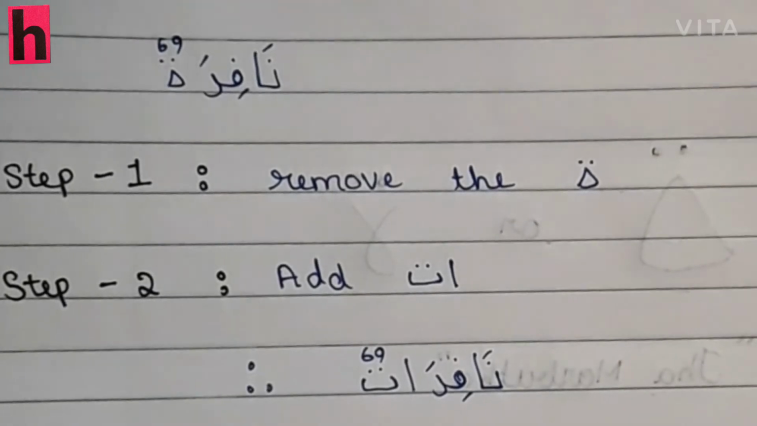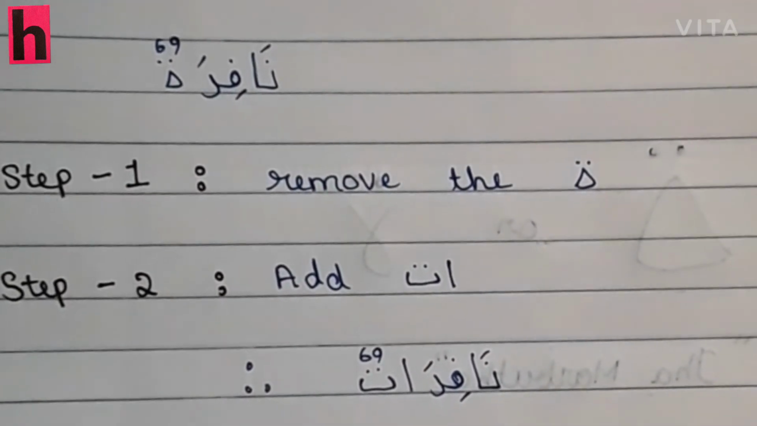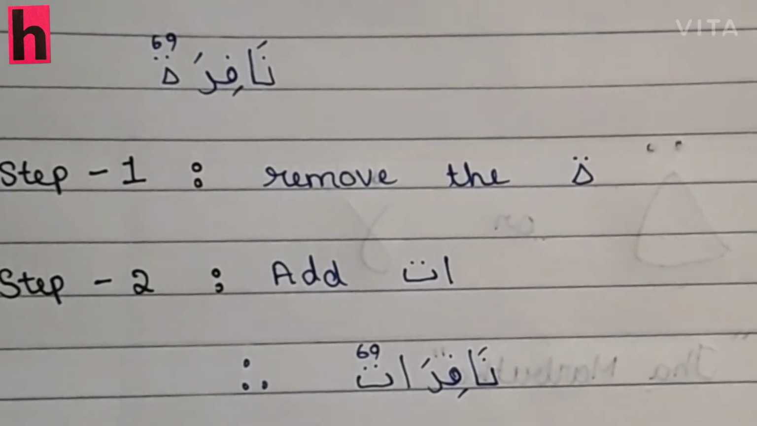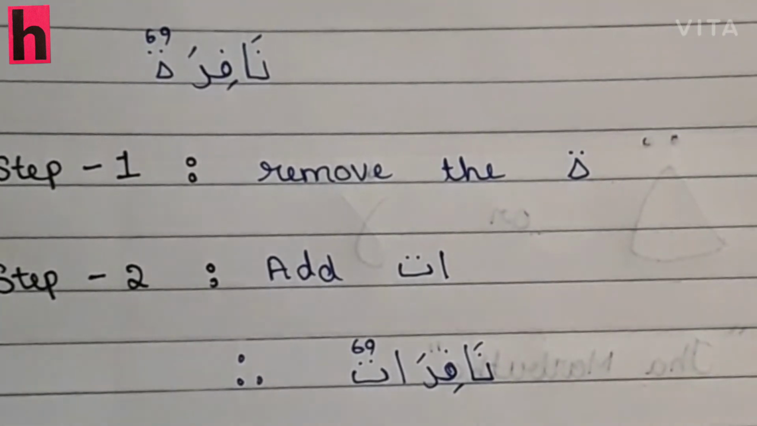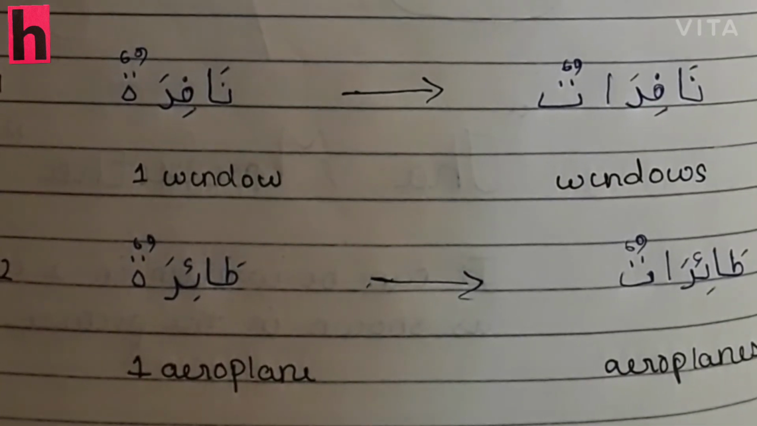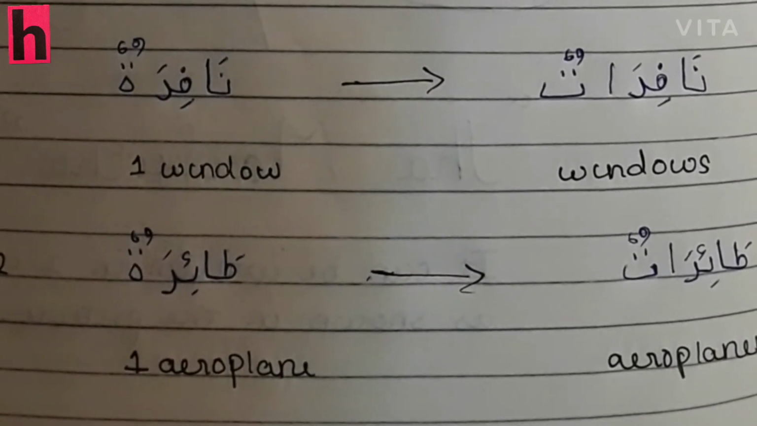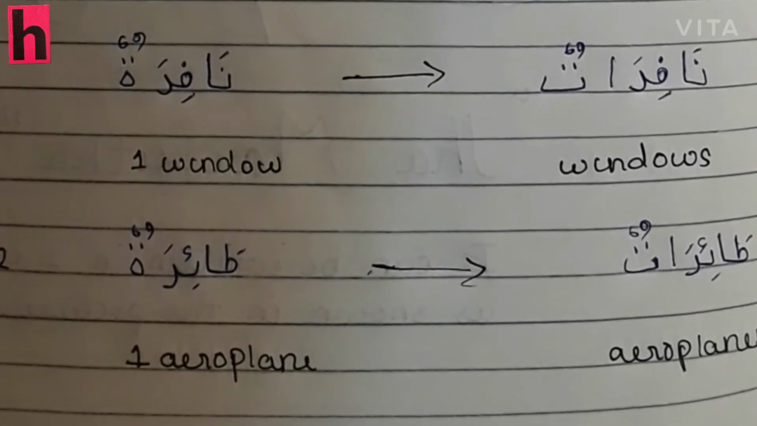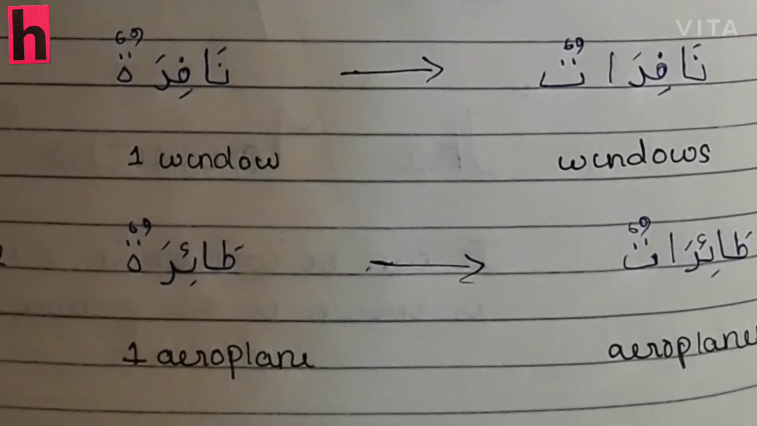I would like to show you the steps. Step number 1 is to remove the ta marbuta. After removing the ta marbuta, step 2 is to add alif ta. So, therefore, nafidatun will become nafidat. As you can see in example number 1, nafidatun will change into nafidat, meaning windows. In example number 2, ta'iratun meaning aeroplane will change into ta'irat meaning aeroplanes.